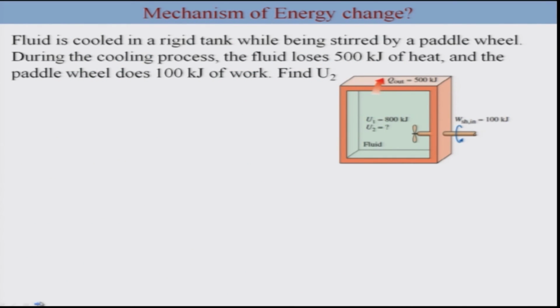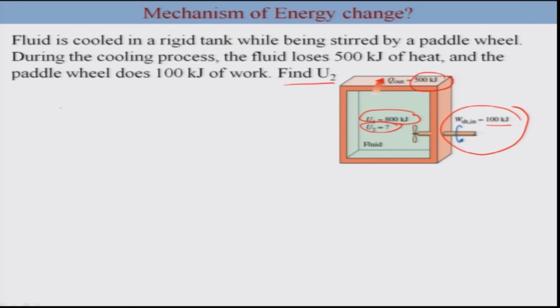So let's take an example and then we'll end this lecture. This is an example of a fluid which is cooled in a rigid tank while being stirred by a paddle. So the paddle wheel is here, okay, and the shaft work done is 100 kilojoules. Fluid loses 500 kilojoules of heat, and initially the internal energy of the system was 800 kilojoules. So we have to find the final internal energy. So what we are going to do? We are going to just apply the first law of thermodynamics here.